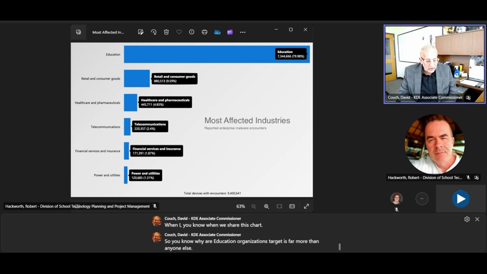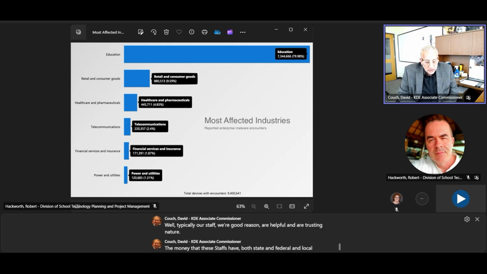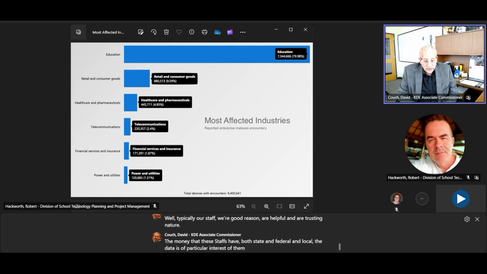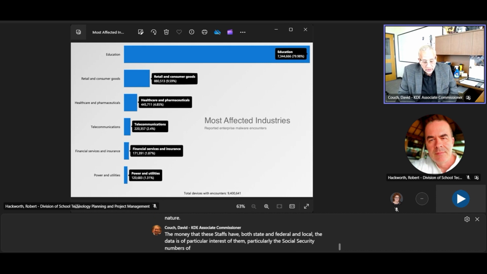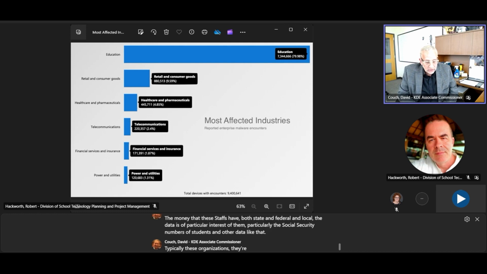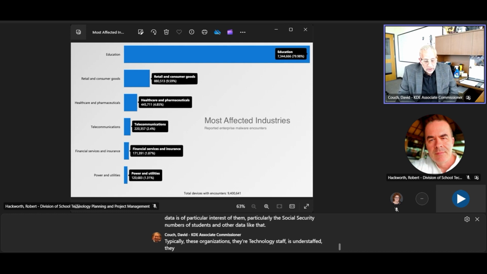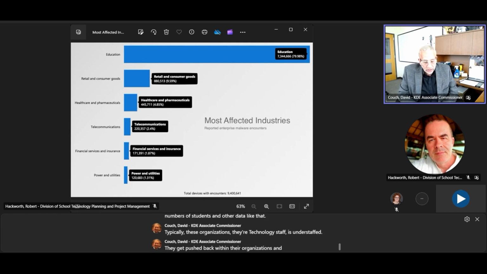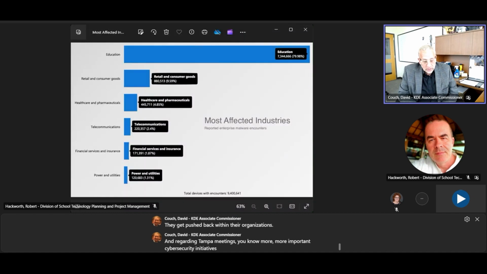Well, typically our staff, for good reason, are helpful and have a trusting nature. The money that these staffs have, both state and federal and local. The data is of particular interest to them, particularly the Social Security numbers of students and other data like that. Typically, these organizations' technology staff is understaffed. They get pushback within the organizations regarding implementing more important cybersecurity initiatives, or they're just not aware of the scope of the threat.